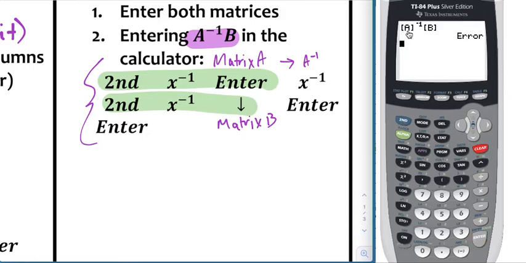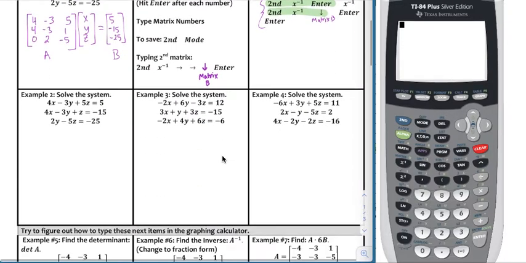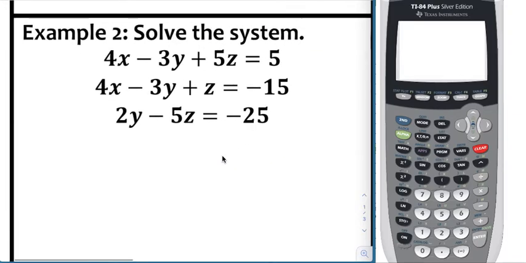So, but that's how you would set up your A inverse B, and you would do that for any of your matrices. So you'd set up A, you'd set up B, and then you would just do A inverse B and let the calculator do it for you. So let's look at a couple things here. Let's look at how I would solve this system. So I'm going to look at this system.